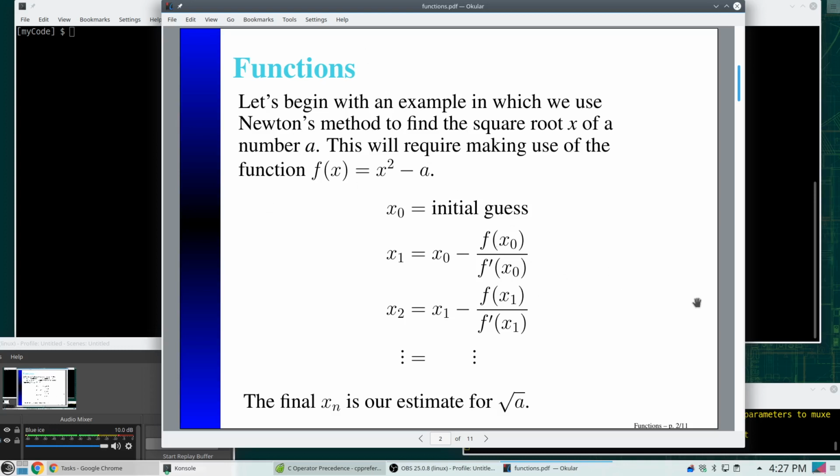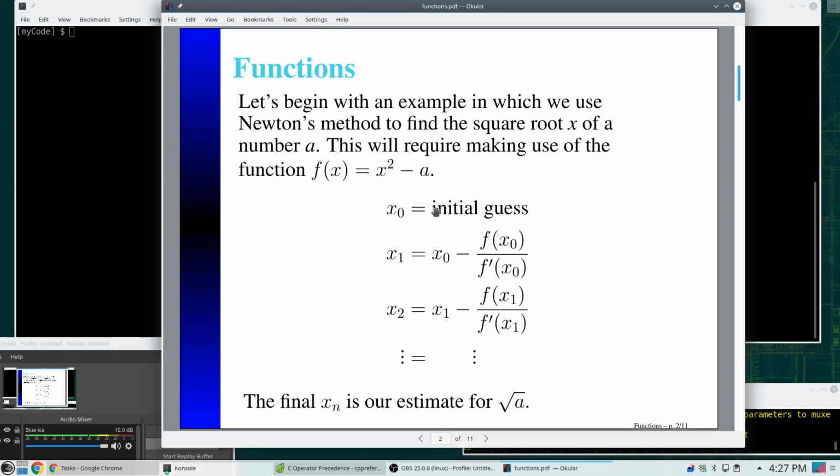To do this, though, we need a functional relationship between x and a, and that relationship is going to be f of x equals x squared minus a. So this is just a function relating those two, which basically says x squared is equal to a. That's what this is really telling us, but we rewrite it this way.